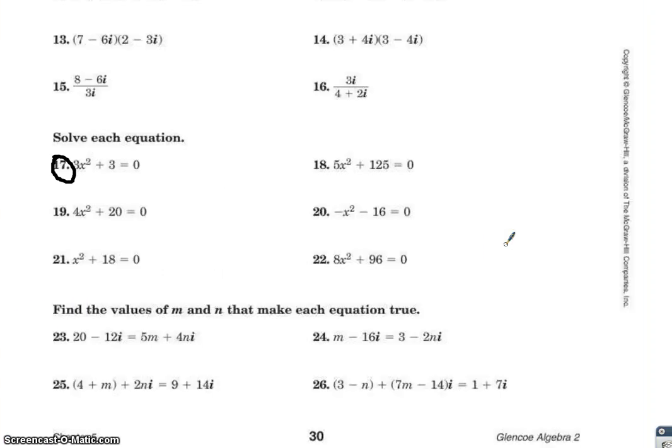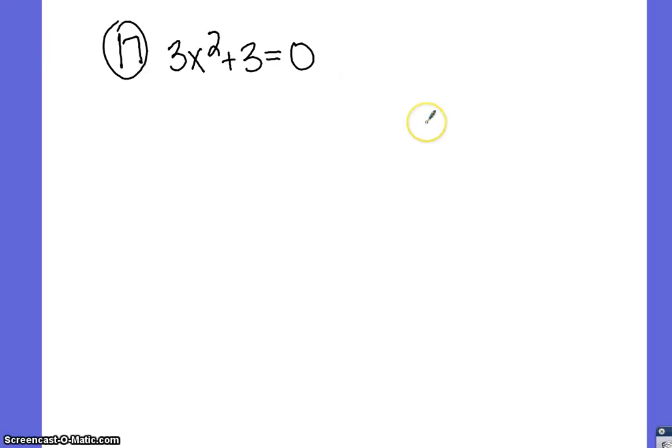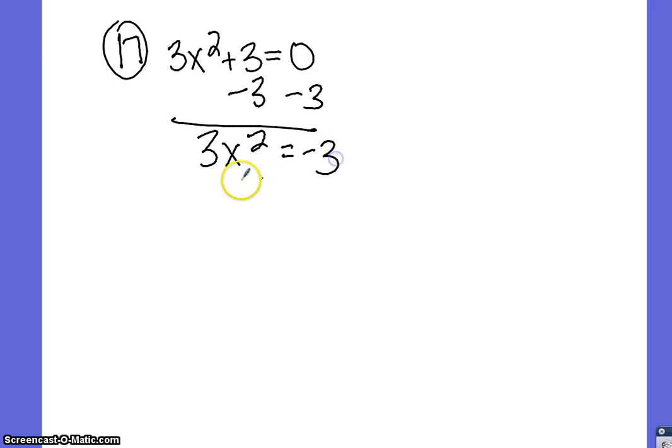Okay, looking at the second section, it says we're going to solve each equation. So let's look at 17. It says I have 3x squared plus 3 is equal to 0. Okay, so when I work that problem out, my goal is to get x by itself. So I'm going to subtract 3 from both sides. I have 3x squared is equal to a negative 3. Divide both sides by 3. So I end up with x squared is equal to a negative 1.